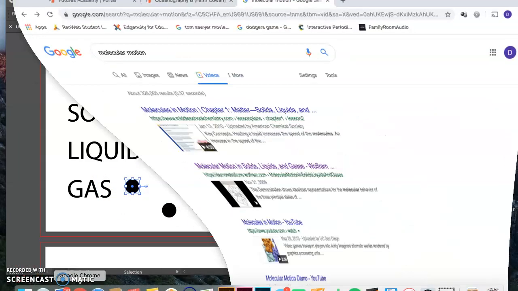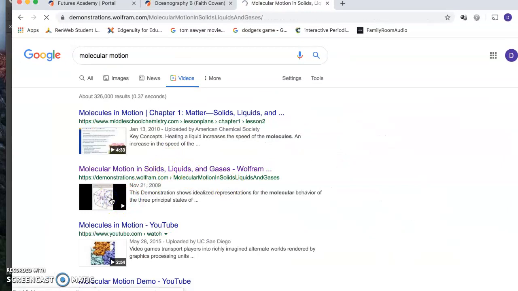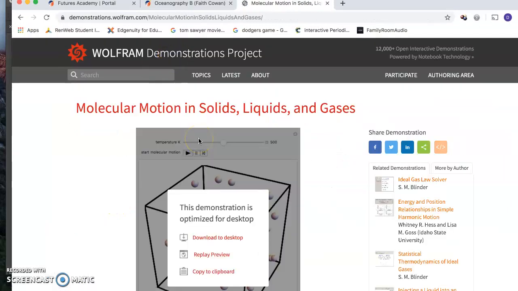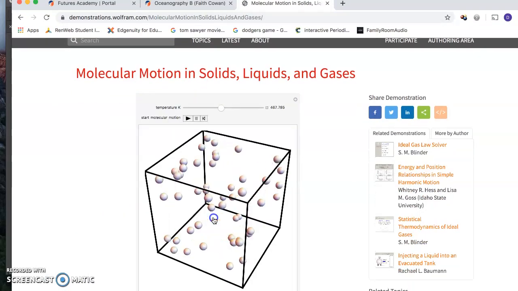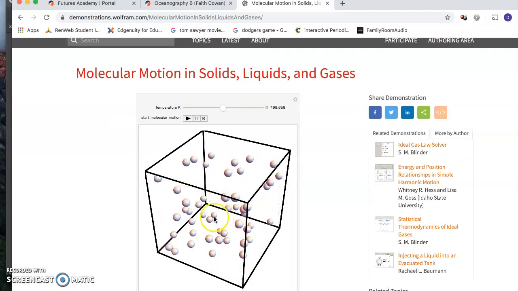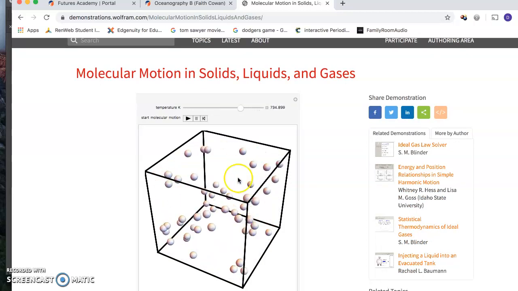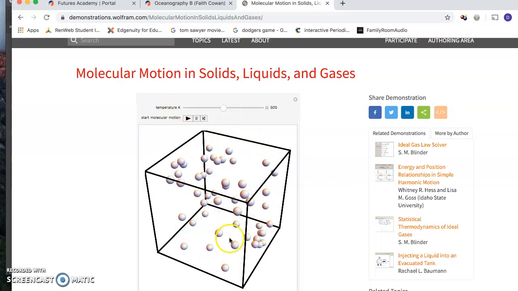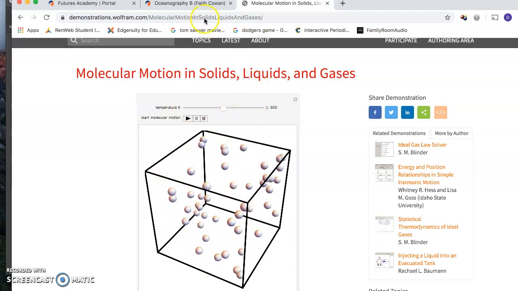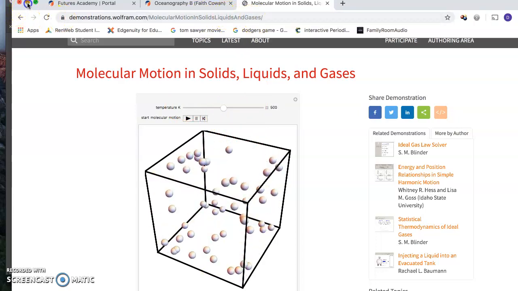Let's see if I can find this simulation for you. Yeah, we're just going to replay. So here they are, solid, liquid, gas. You can see the temperatures changing here. Gas, far apart. All right, let's put that away.